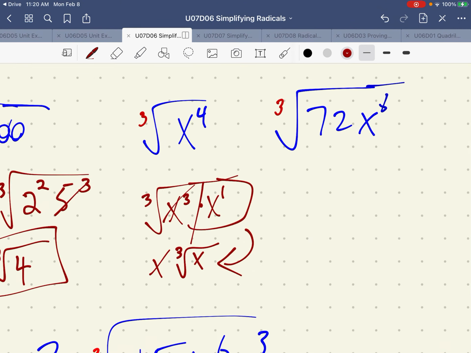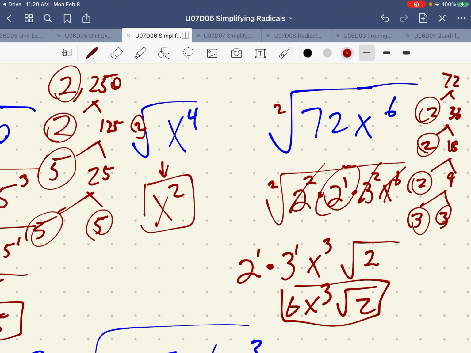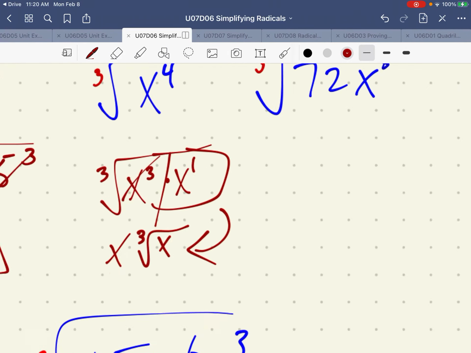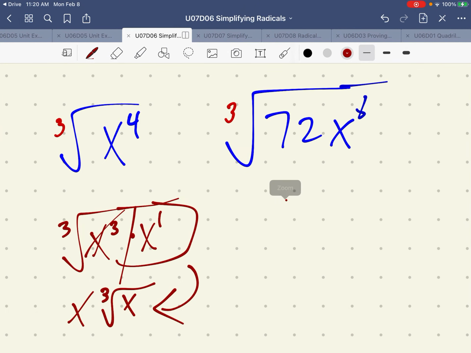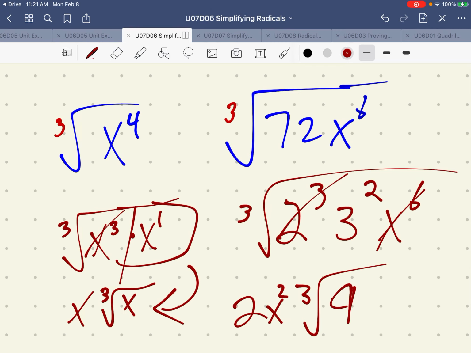Radical 72, let's just take a quick reminder of what the factored form of radical 72 was. It was 3 2's and 2 3's. So the 2 is going to come out. The 3 to the 2nd is not, because 2 is not divisible by 3. And the x to the 6th will come out as x squared. So 3 to the 2nd will become a 9.